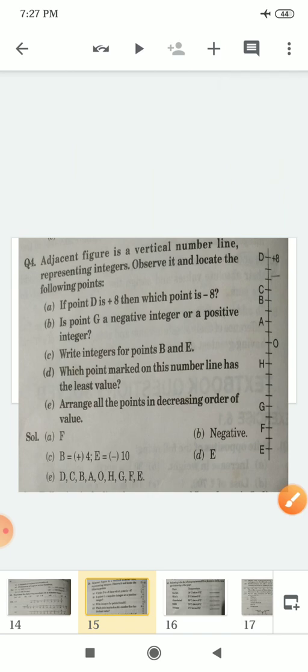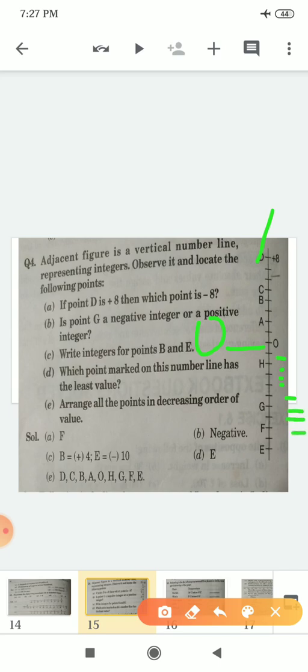Now question number 4 we have: the adjacent figure is a vertical number line representing integers. This is the figure and it is representing some integers. Observe it and locate the following points. First, if D is plus 8, which point is minus 8? Then you have to check. See, 0 is given here, no? So where will be minus 1? Here will be minus 1, minus 2, minus 3, minus 4, minus 5, minus 6, minus 7, minus 8 will be on F. So it will be on F. They have already written here.